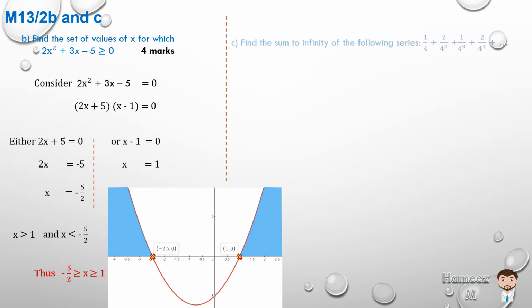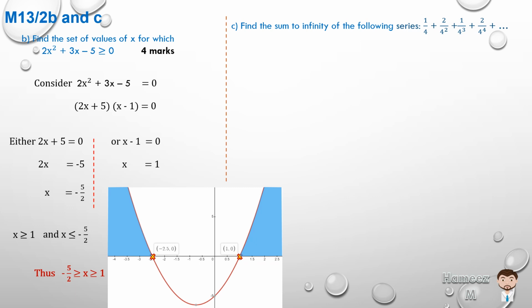Part C. Find the sum to infinity of the following series: 1 over 4 plus 2 over 4 squared plus 1 over 4 cubed plus 2 over 4 to the 4th, and continuing. So we can tell that this falls within series and sequences. Take note, this series can be written as the sum of two geometric series. So let's do that. We want to find the sum to infinity of this series.